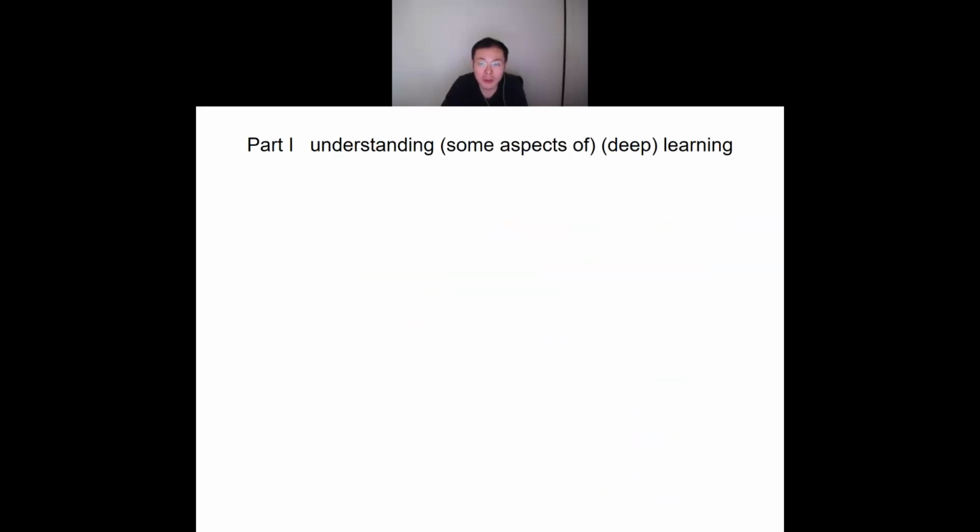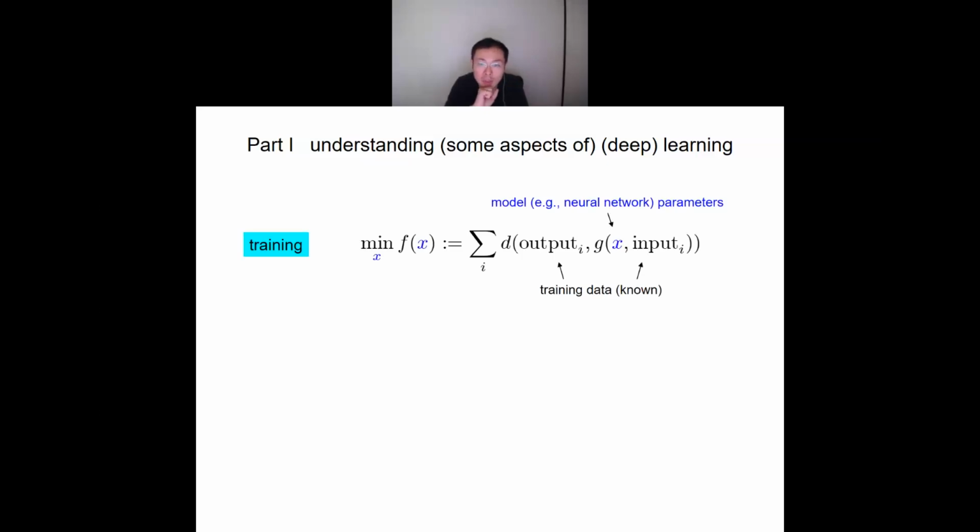But without further ado, let me start talking about some of the understandings that we can gain from dynamics in terms of understanding supervised machine learning. In supervised machine learning, the paradigm is usually the following. You have a training data set, which consists of data points that are basically pairs of labels. For each data point, you have an input label and also an output label.